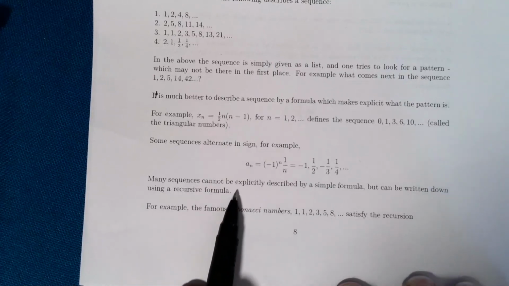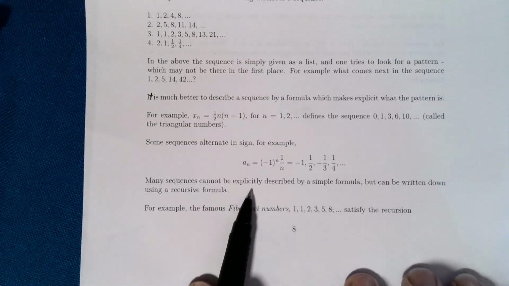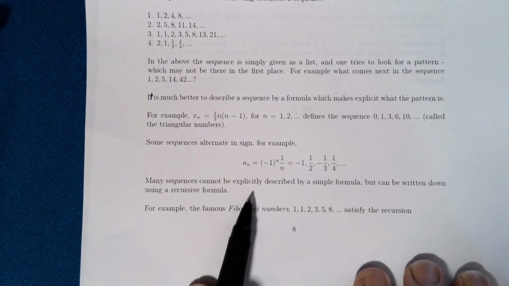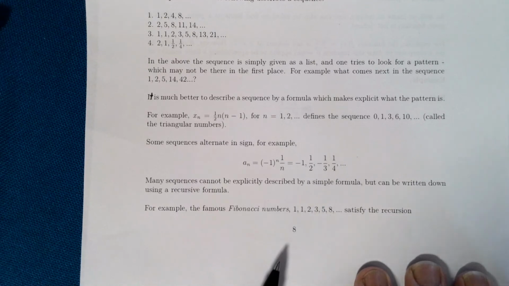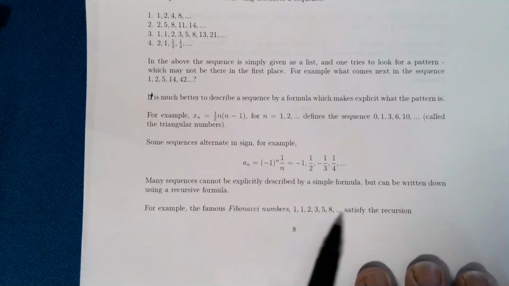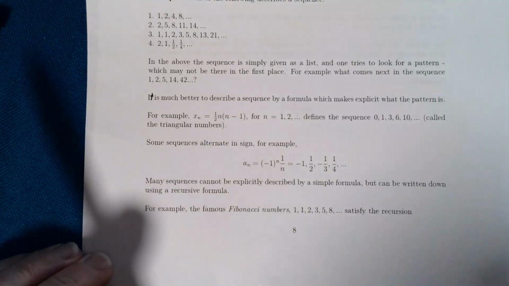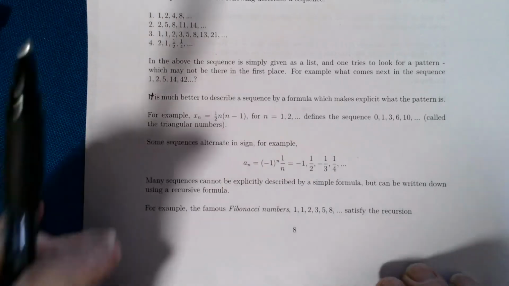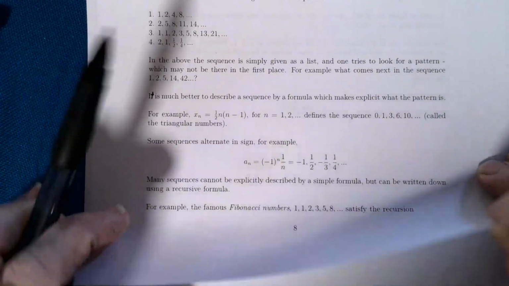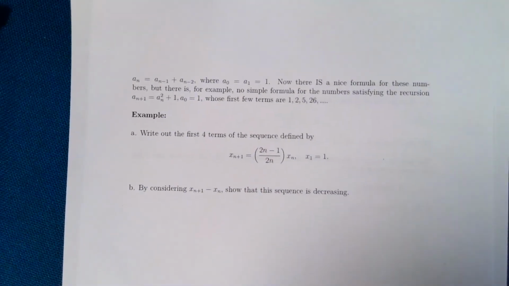Many sequences cannot be explicitly described by a simple formula, but they can be written down using a recursive formula. One typical example of that is the famous Fibonacci numbers I mentioned before, 1, 1, 2, 3, 5, 8, and so on. And once we get past the first two numbers, each number is the sum of the two before it. So I can write that down using a recursive expression, that is one which just relates each number in the sequence with the ones before it.